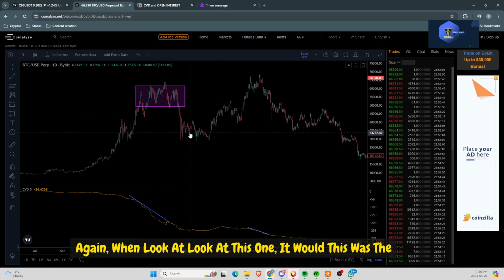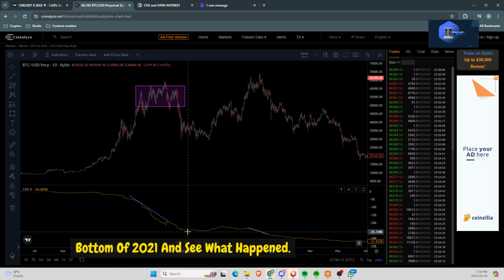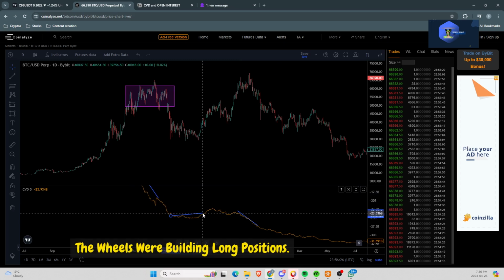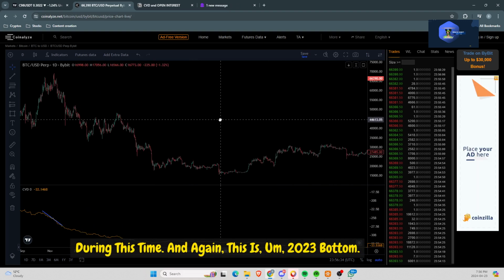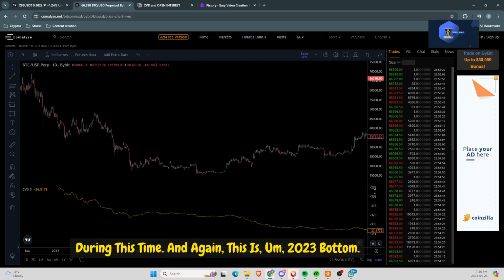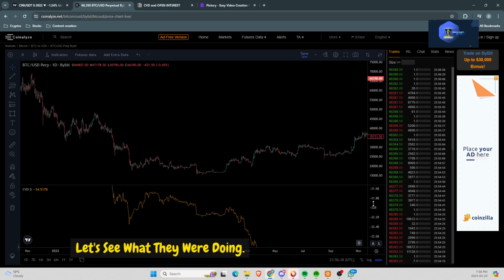Again, when you look at this one, this was the bottom of 2021, and see what happened. The whales were building long positions during this time. And again, this is the 2023 bottom. Let's see what they were doing.